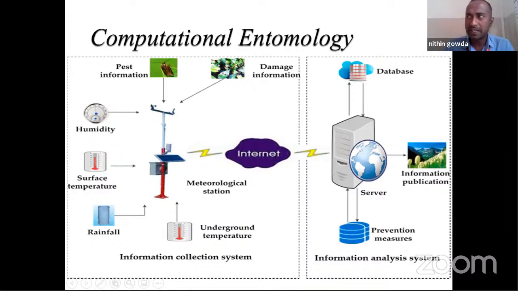Sensors, machine learning, image processing, image capturing sensors, and a wide variety of sensors are required to measure the environmental parameters, and such data will be transferred to the information analysis system. Information analysis system means we have the data that has been sent from the information collection.